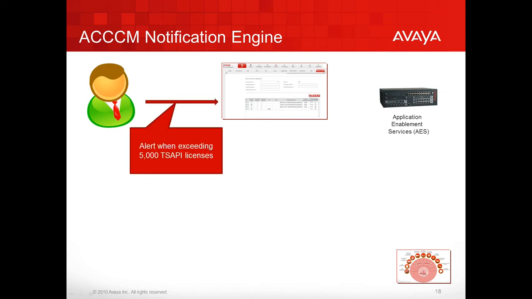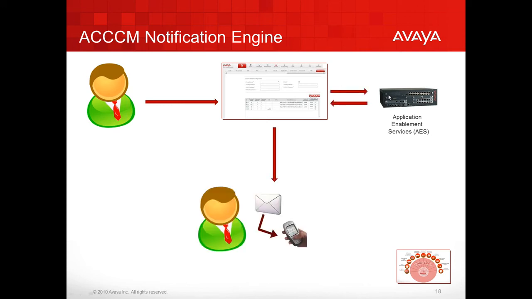In this example, we've configured the notification engine to send out an email notification every time we're exceeding 5,000 TSAP licenses. The license tracking environment is talking constantly with our AES server regarding the current license usage, and every time we see that we're hitting that threshold of 5,000 TSAP basic licenses, the notification engine is responsible for sending the notification, either by an email message or an SNMP message, to the relevant resource regarding this threshold.